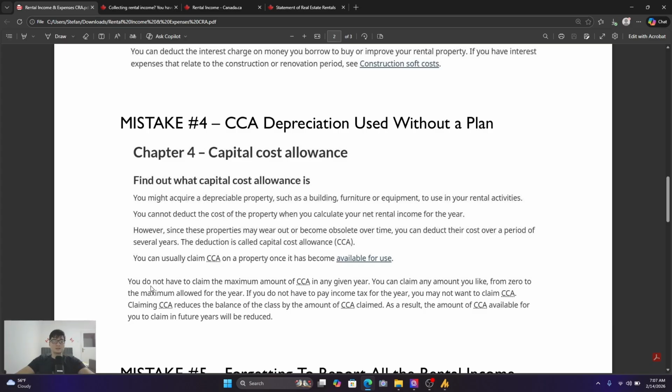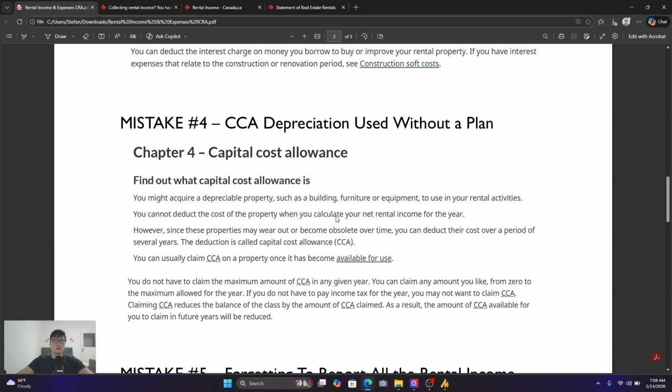But anyways, you go down here and it says you do not have to claim the maximum amount of CCA in any given year. You can claim any amount you like from 0 to the maximum allowed for the year. If you do not have to pay income tax for the year, you may not want to claim CCA. Claiming CCA reduces the balance of the class by the amount of CCA claimed, and as a result, the amount of CCA available for you to claim in the future years will be reduced.